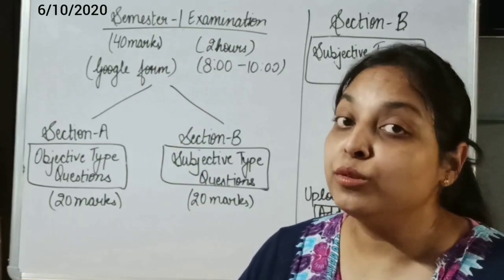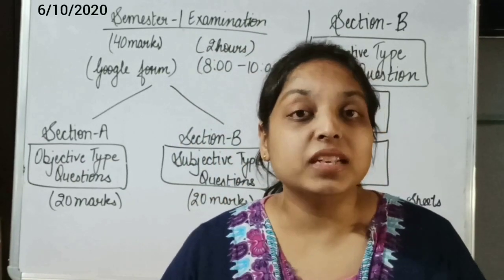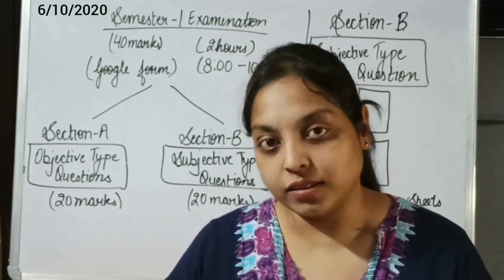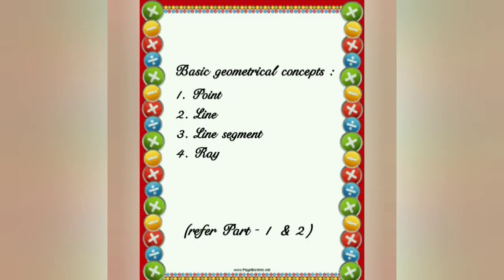Now we are going to start revising the syllabus, the chapters from the Semester 1 syllabus for maths. Now we are going to start revising Chapter 4, Geometry, from Book Term 1. In this chapter, first we have studied basic geometrical concepts like point, line, line segment and ray. For revising this concept, you can refer to parts 1 and 2 of the provided videos.